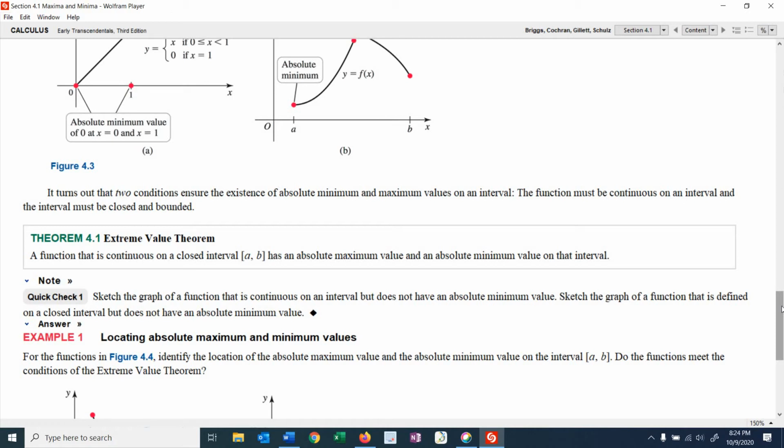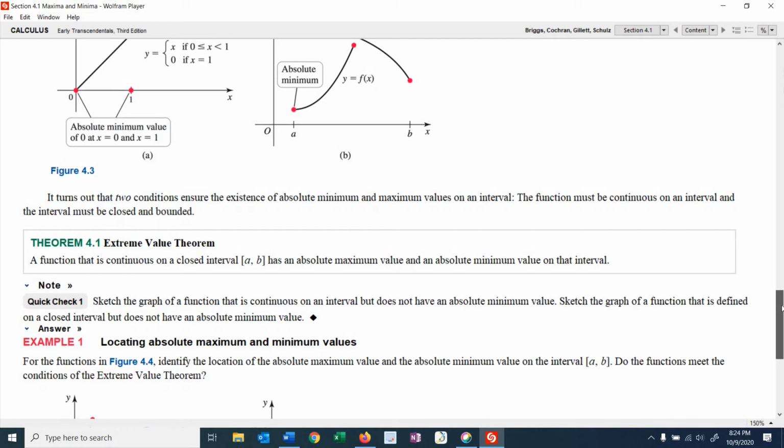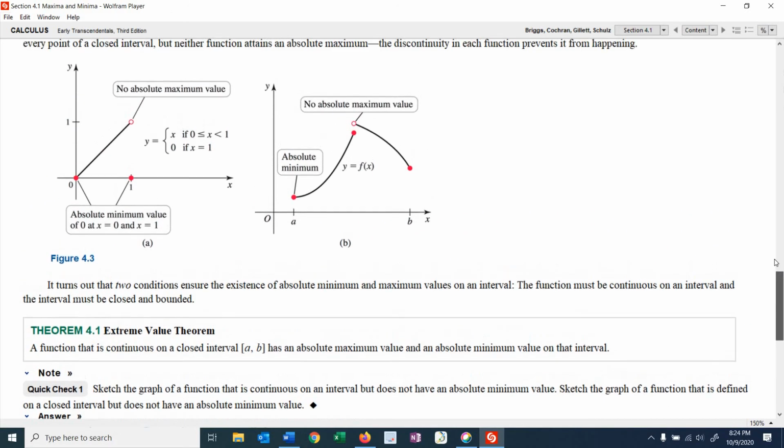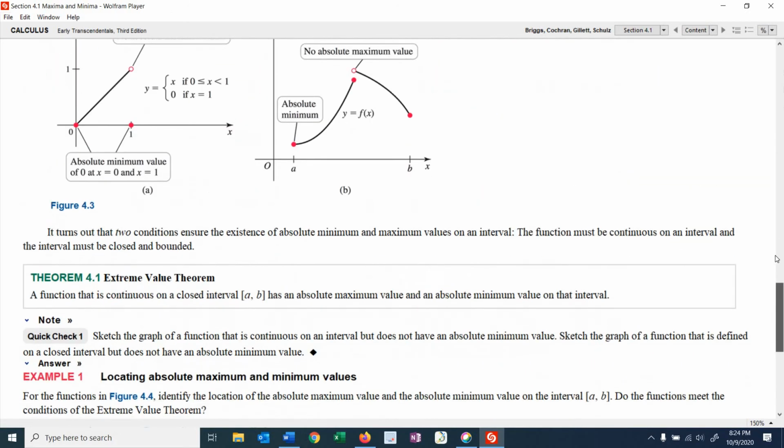So what do we need? We need the function to be continuous on a closed interval. Those are the two conditions that you need to guarantee the existence of both an absolute max and an absolute min on the interval. Okay, so let me show you why you need both conditions.